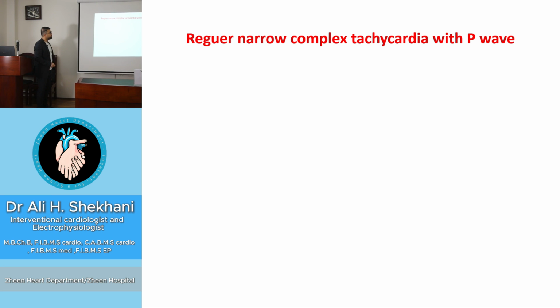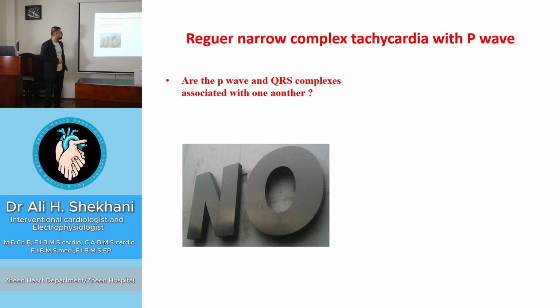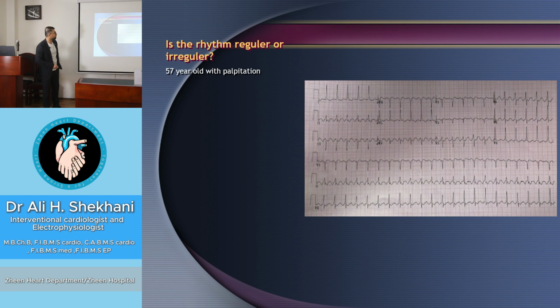If there is regular tachycardia but there is P wave, the question is whether the P wave is exactly similar to the QRS or greater than the QRS. If it is greater than QRS, like in this example, this is narrow complex tachycardia. Anyone can see a P wave here?